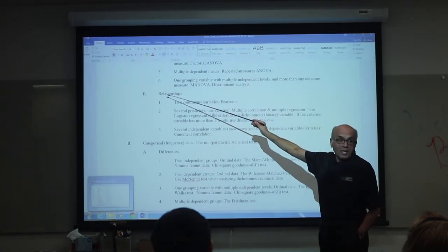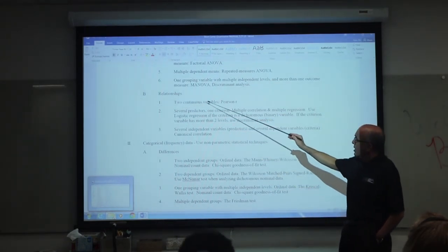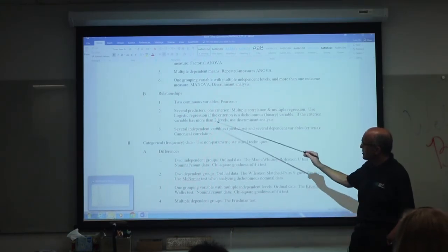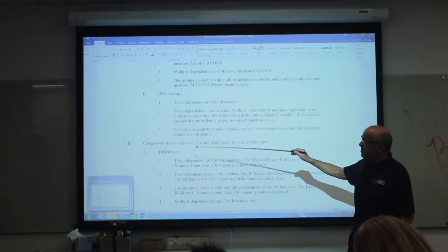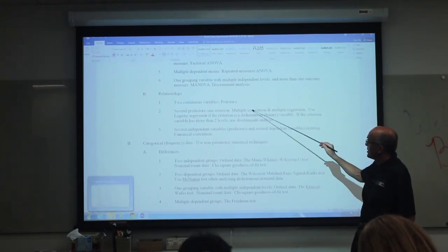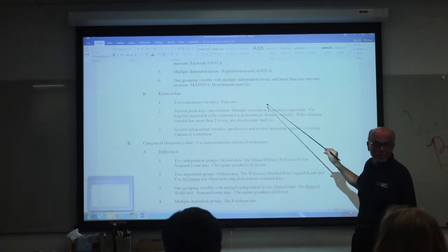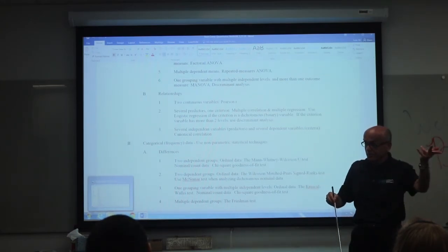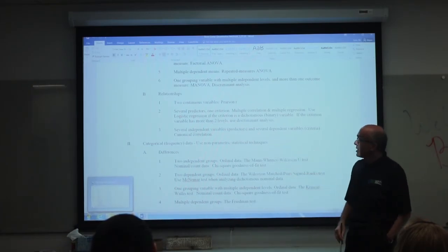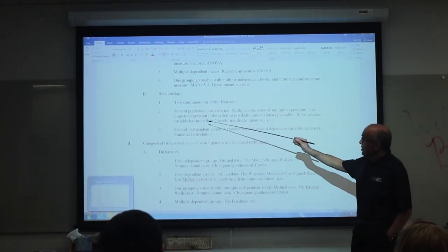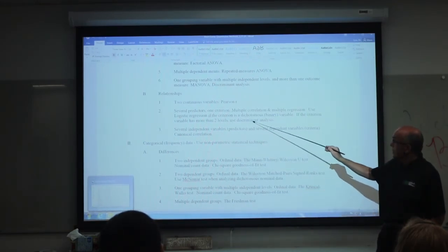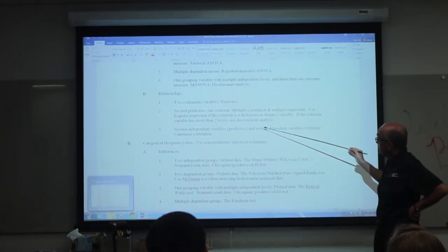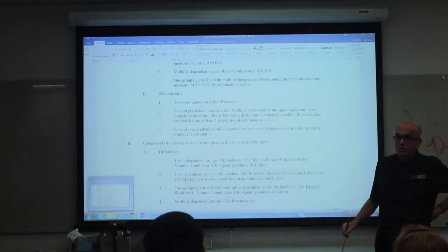If you are interested in examining relationships, in doing a correlational study, if you have two continuous variables, it's a good old Pearson product moment correlation coefficient. Several predictors, one outcome: if the one outcome is a continuous variable, it's multiple correlation and multiple regression. If the outcome is binary, you want to predict pass-fail, that is logistic regression. If the outcome is a categorical variable with more than two levels, it is discriminant analysis. And if you have several independent variables and several dependent variables, that is the canonical analysis that I was telling you about.